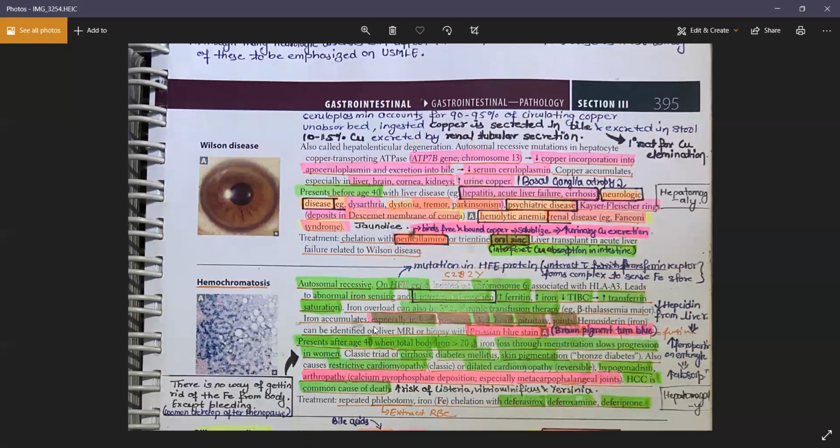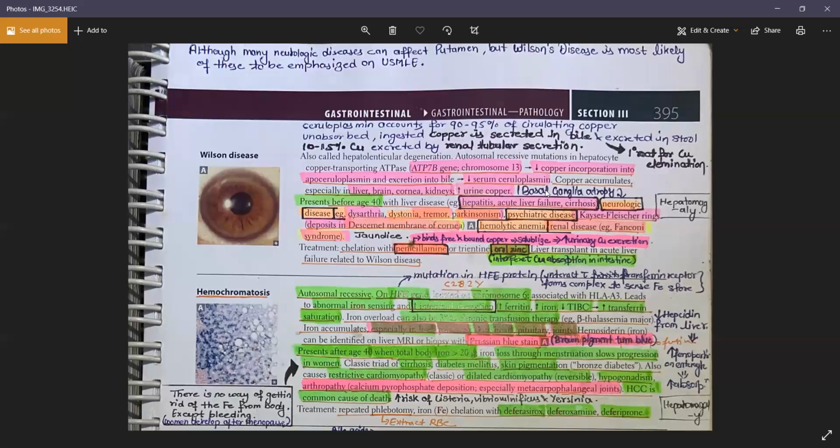Okay, so that's everything about Wilson's disease. Do we get a KF ring in other diseases apart from Wilson's disease? No, the KF ring is very specific for Wilson's disease. Okay, thank you. And how will you identify the Kayser-Fleischer rings? Slit lamp examination. Yes.